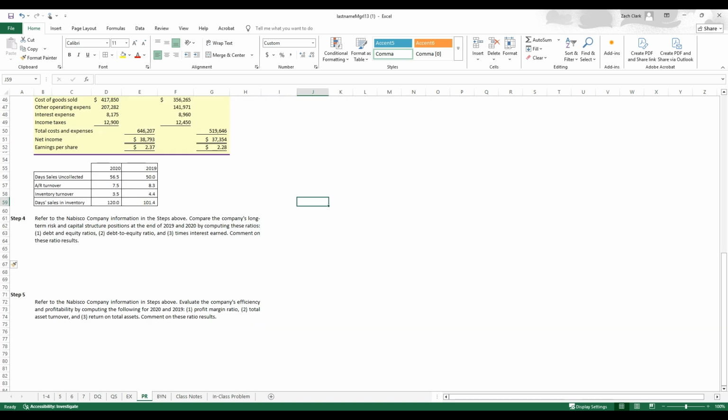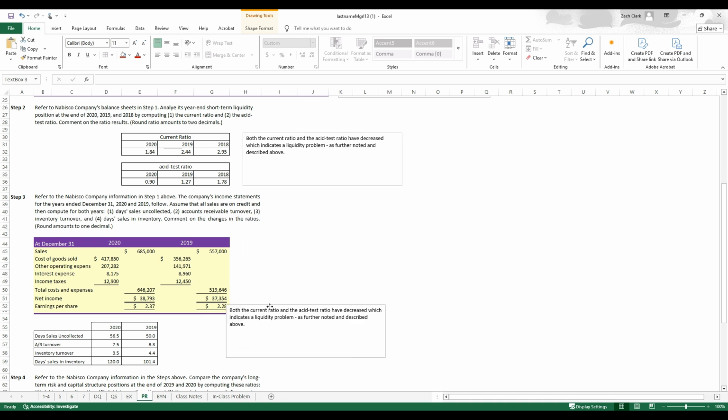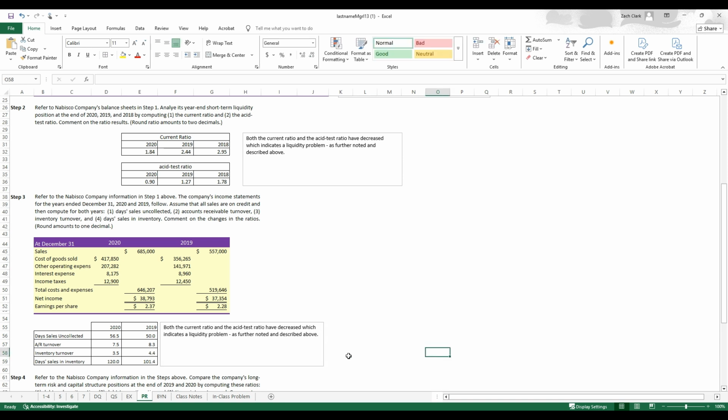All right, step 4. Oh, I guess we have to do our little analysis here. Let's just copy our table there. I'm just bringing this down. I like to be kind of clean and make it the same size there.